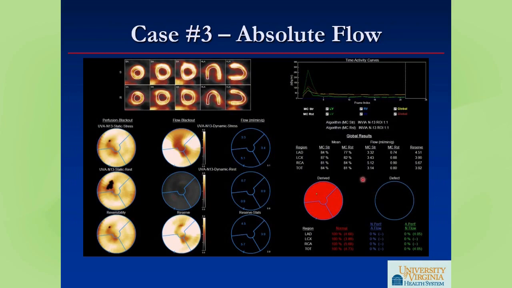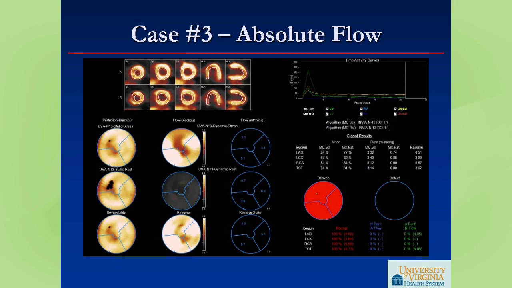And what you can see when you look over here at the stress flow is the stress flow is very robust. It's greater than 3 in all territories and globally. And the rest flow is normal. And so the flow reserve is very robust as well. So anything over 2.4, 2.5 would be considered normal. And here we're well into the 3s and above.